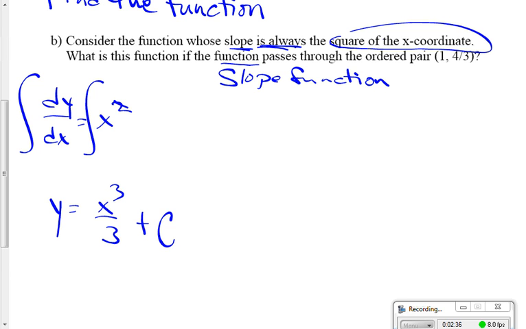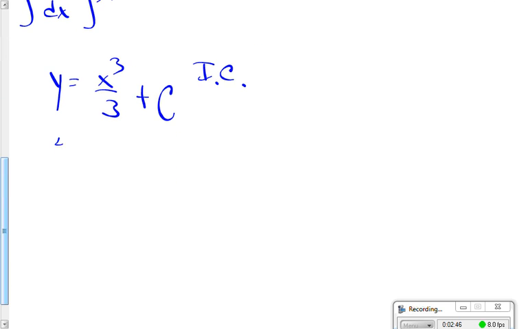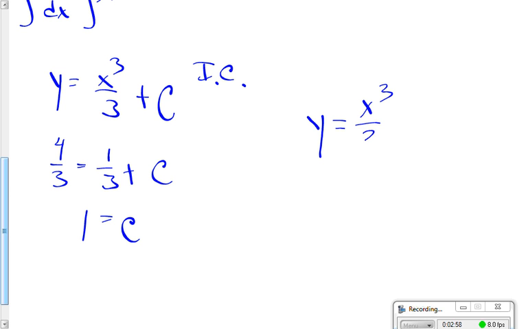This is similar to what we did on day 1 of chapter 8, isn't it? At this point, once we've anti-differentiated, we use the initial condition of 1, 4/3, and we get a c value of 1, which means the function y equals x cubed over 3 plus 1 is the particular solution.